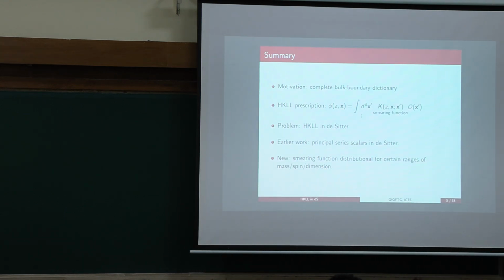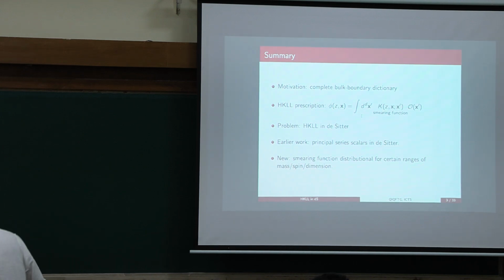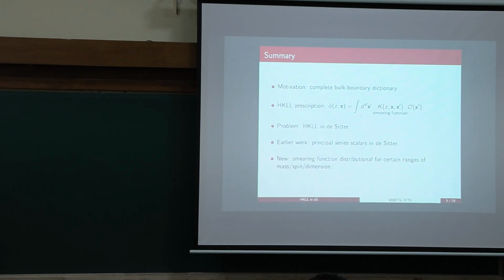And so this is the summary of what I'm going to talk about. For those who know HKLL and deSitter, the work is basically what it says on the tin. It's HKLL in deSitter. The idea of HKLL, in case of ADS holography, the motivation is to complete the bulk boundary dictionary. It's a translation job where you want to translate your bulk physics into your boundary physics. And so you want to translate your bulk fields to some boundary observables, so that you can ask questions about the bulk from the boundary. So that's the kind of translation one wants to do here.